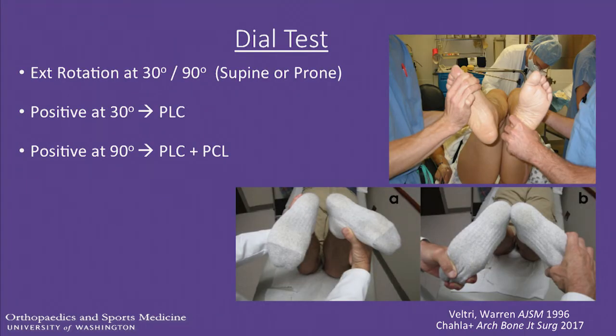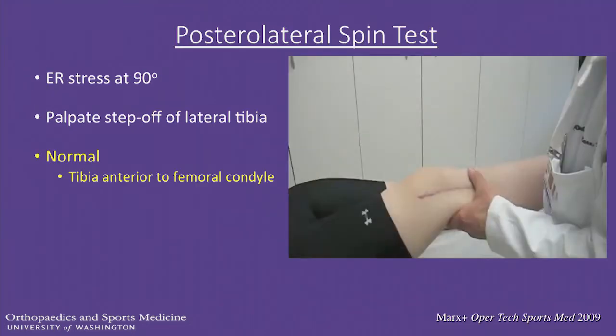The dial test, which can be done either supine or prone, and you're comparing two sides, externally rotating the tibia and seeing if you can see a more than 10-degree difference side to side. At 30 degrees, it indicates that you have a posterolateral corner injury. If you have an increased dial at both 30 and 90, then you have a combined injury with the PCL.